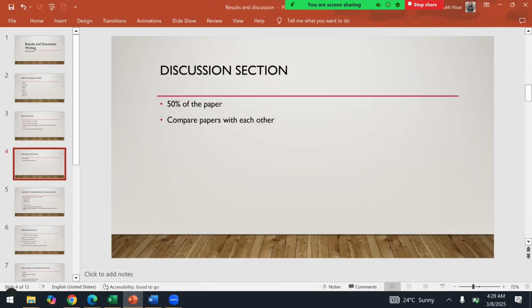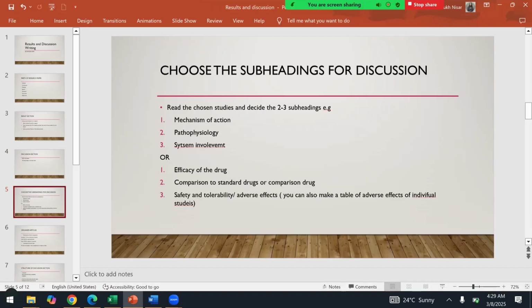Discussion is very important. It includes 50% of the paper. And in the discussion section, you will compare papers with each other. In original articles, like randomized controlled trials and observational studies, you compare the drugs with standard treatment. But in review articles, you compare the papers with each other. So how to write a discussion section?